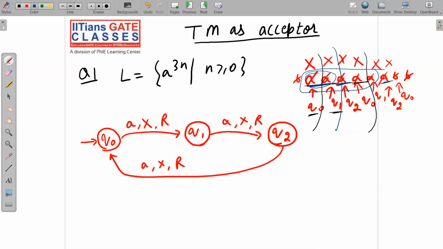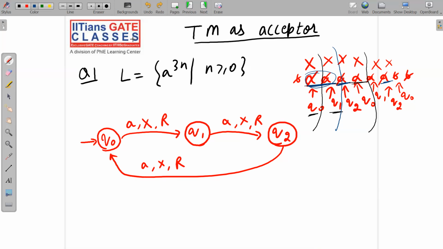Okay, and Q0 reads this blank, or you can say Q0 reads this A. That means before that, the number of A's is a multiple of 3. Please note it down carefully. I have repeated this in PDA also, but I have shown you again so that you get a crystal clear picture.